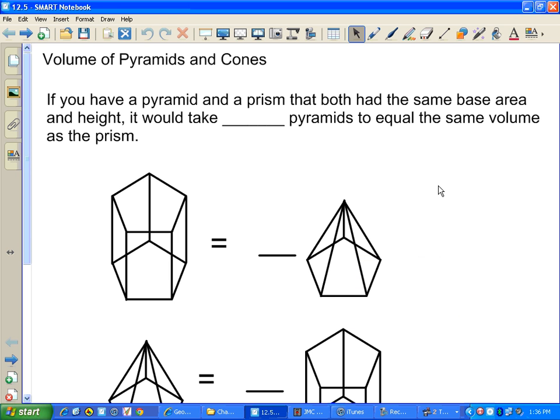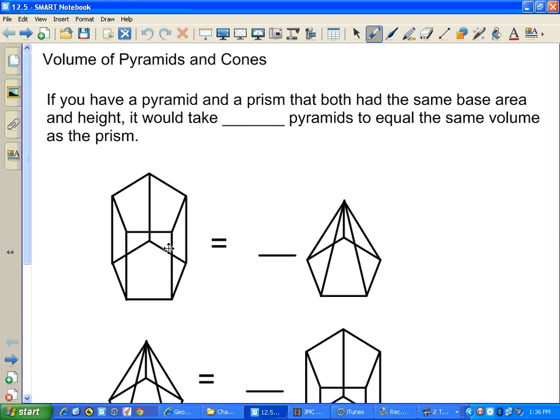Next, we'll look at the volume of pyramids and cones. These are both pretty similar. If you have a pyramid and a prism, let's say they had the exact same base. I've got some pictures here. Let's say this base shape is the exact same. This pyramid is very similar to the prism.